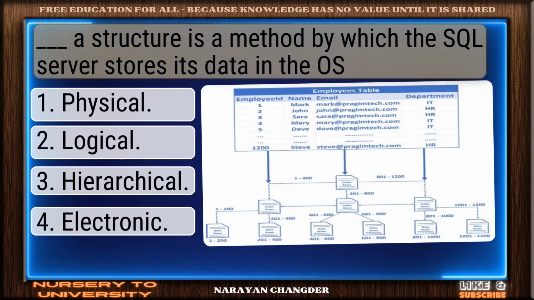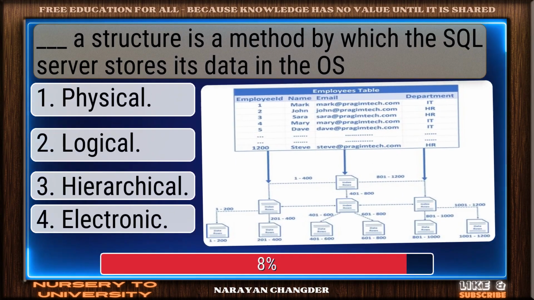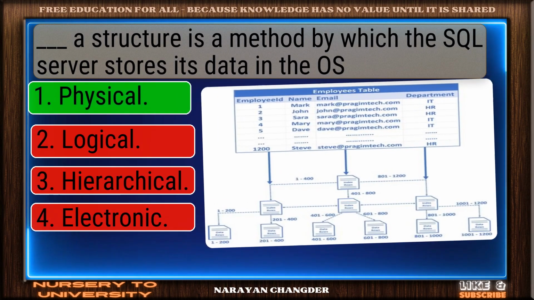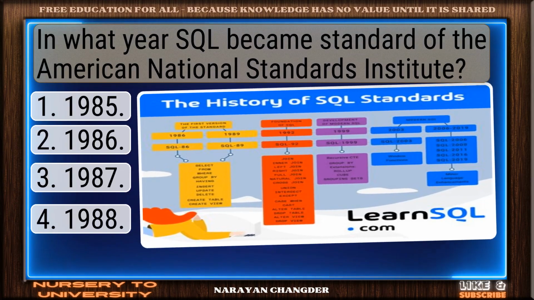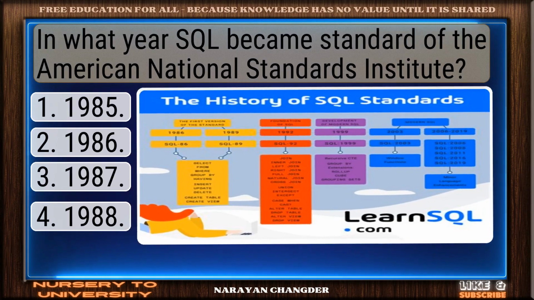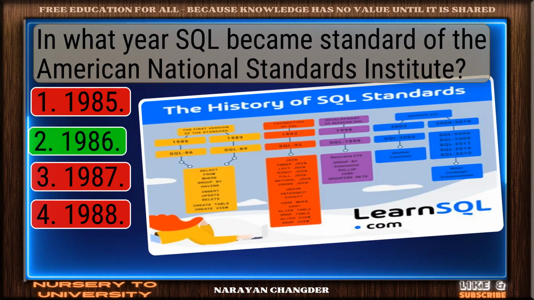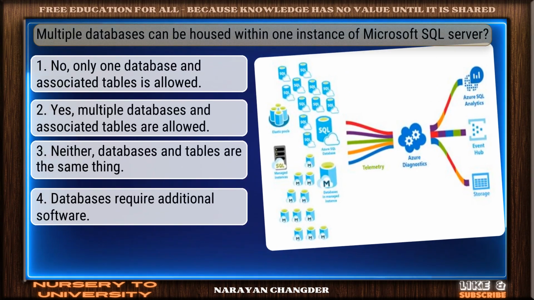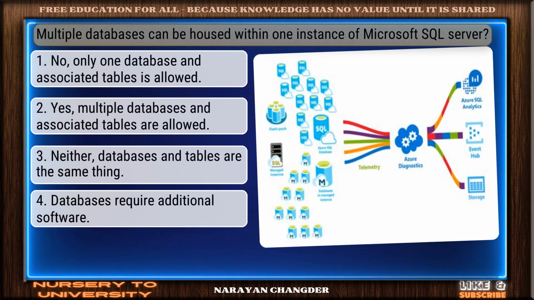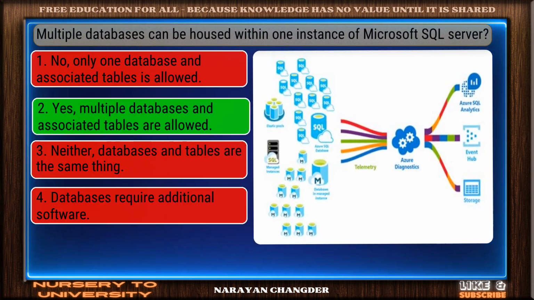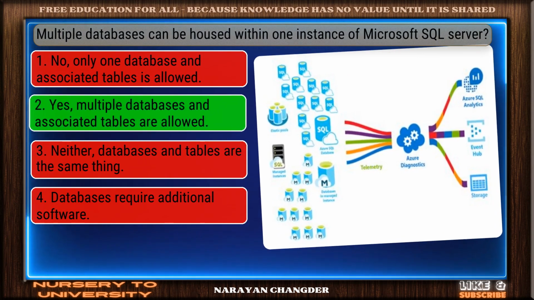Question number 13. Dash a structure is a method by which the SQL Server stores its data in the OS. Well done. Physical is the right choice. Question number 14. In what year SQL became standard of the American National Standards Institute? 1986 is the answer. Question number 15. Multiple databases can be housed within one instance of Microsoft SQL Server. Excellent choice. Yes, multiple databases and associated tables are allowed is the right answer.